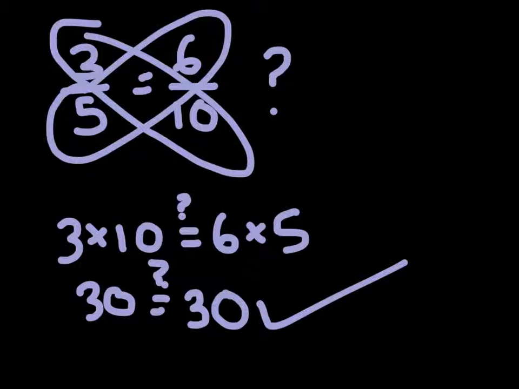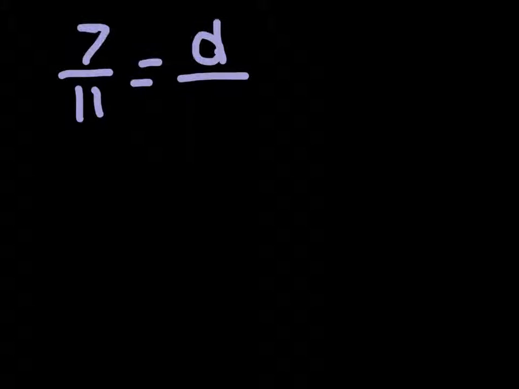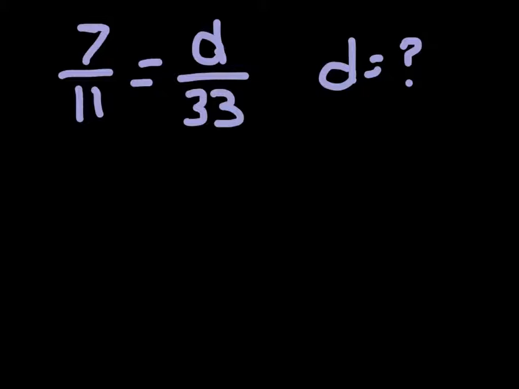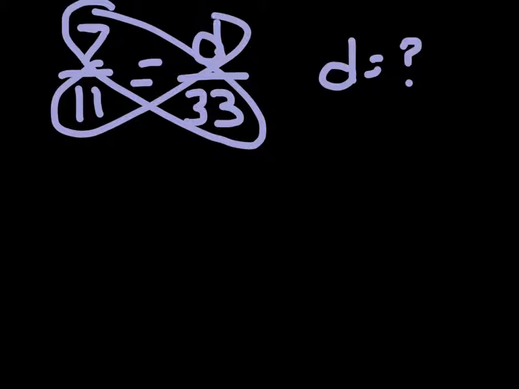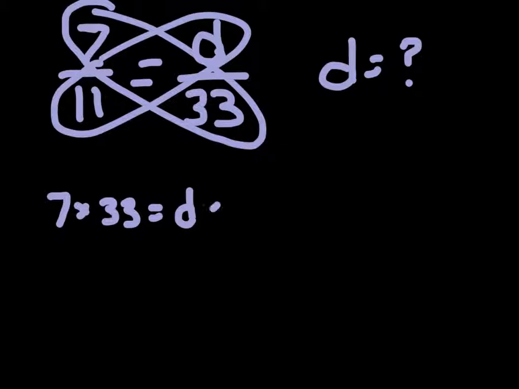Now let's go on to another example where it gets a bit complicated. Let's say in this example we have 7 over 11 is equal to D over 33. Alright? And in this question, we want to find what D is equal to. Same thing, we do cross multiplication. This times this is equal to this times this. So 7 times 33 is equal to D times 11.